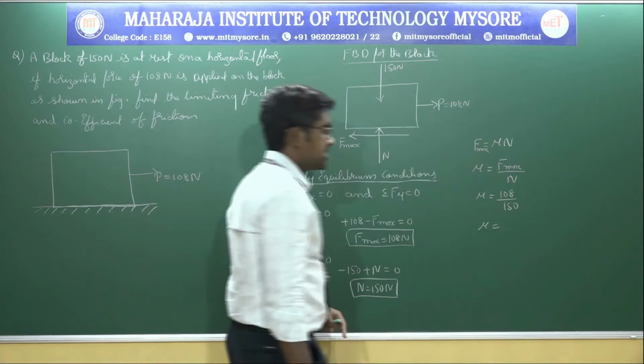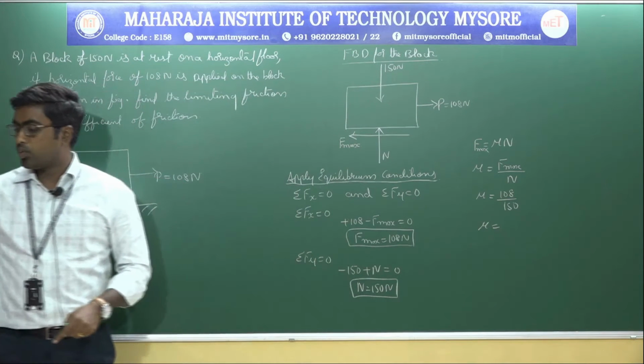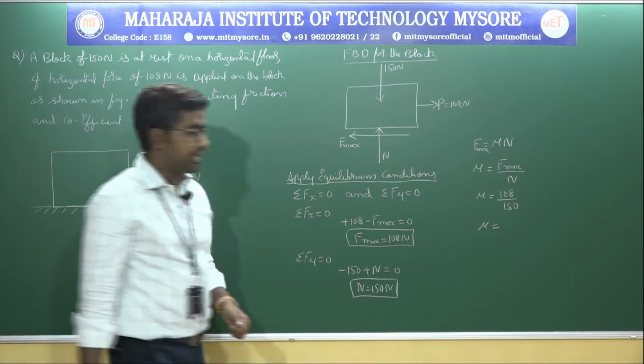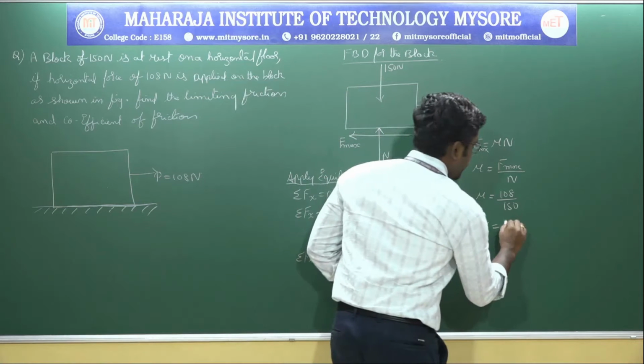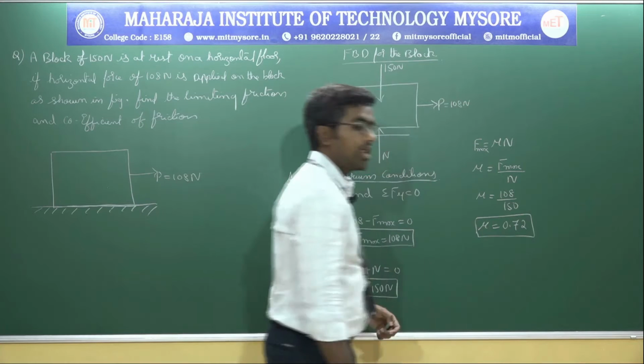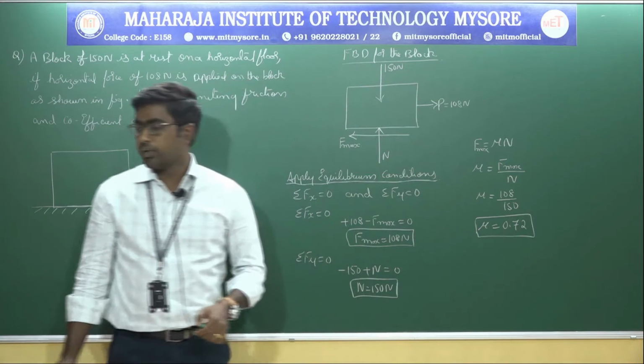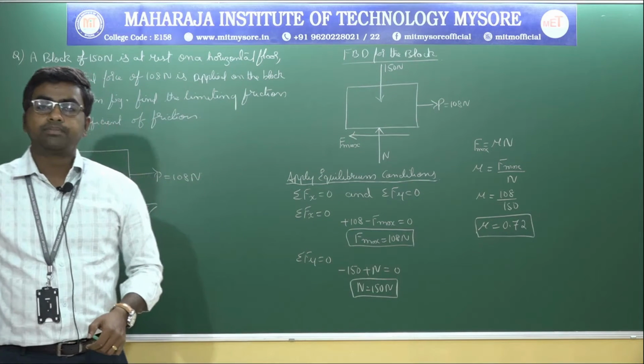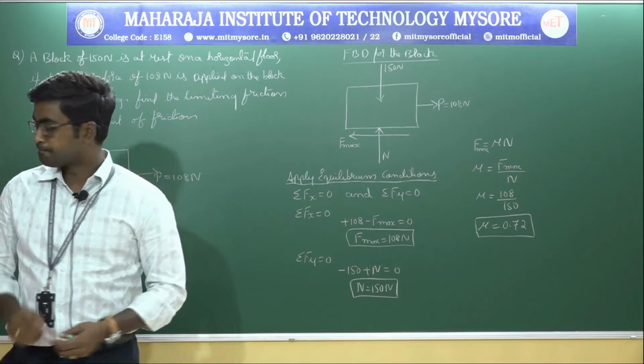If you simplify this, the mu value will be equal to 0.72, and there is no unit for mu, right? So this is how you need to solve the problem. So let us move to the next one, right?